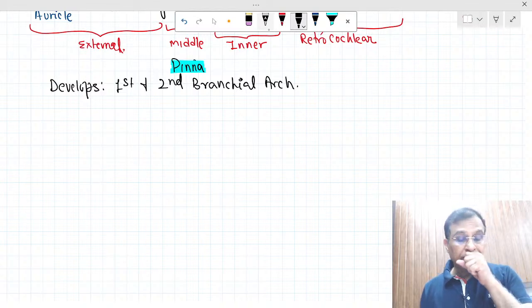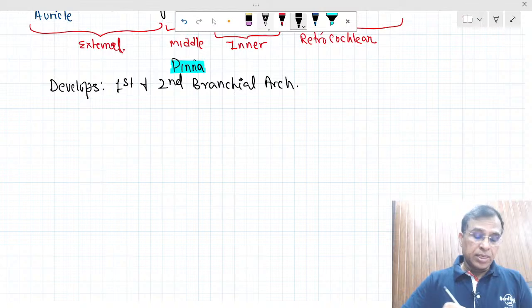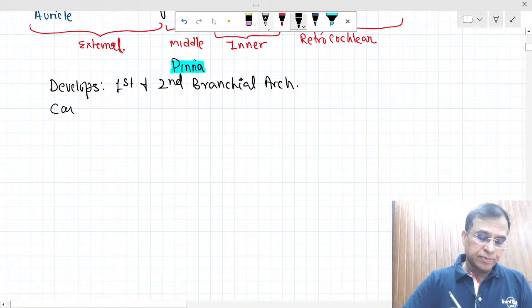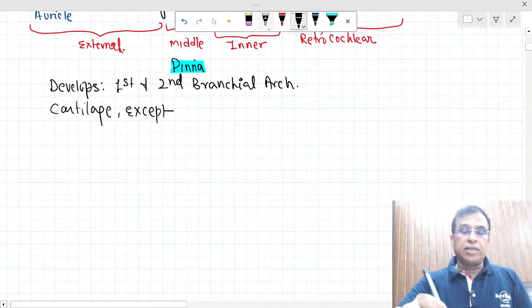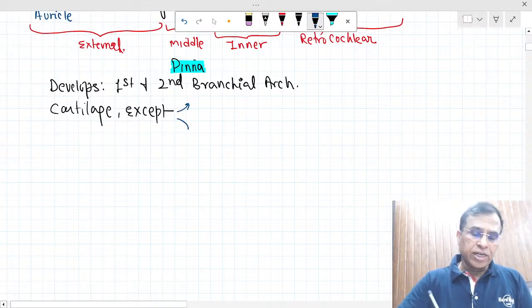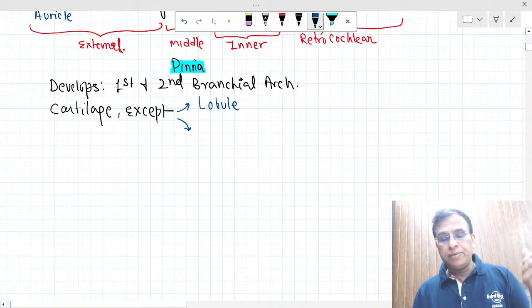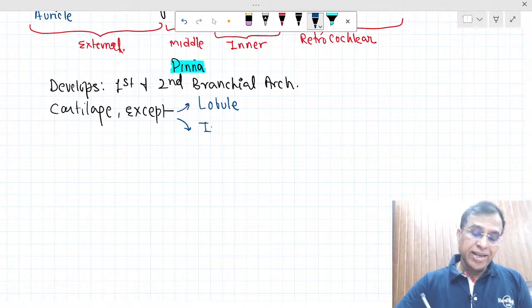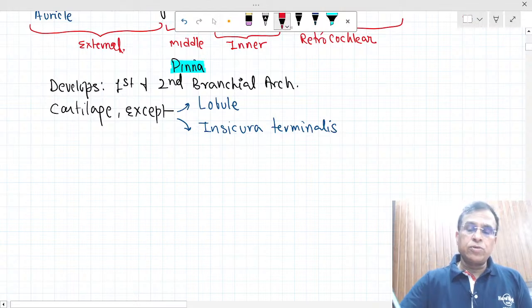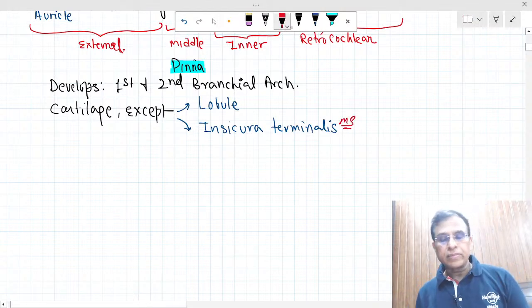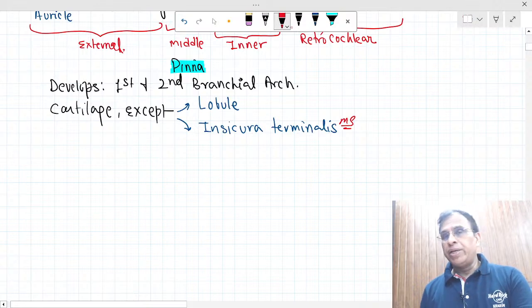That's one point. Second thing, what is pinna made up of? Pinna is made up of cartilage, elastic cartilage or yellow cartilage, whatever, except, now this is the question, which part of the pinna does not have the cartilage? And there are 2 parts of the pinna that do not have the cartilage. A, lobule. We all know the lobule of the pinna, which is very soft to feel, does not have the cartilage. But the second name is important for you, called incisura terminalis. So lobule, of course you know, but remember incisura terminalis is a very popular MCQ. So only this much about the pinna anatomy that you have to know.